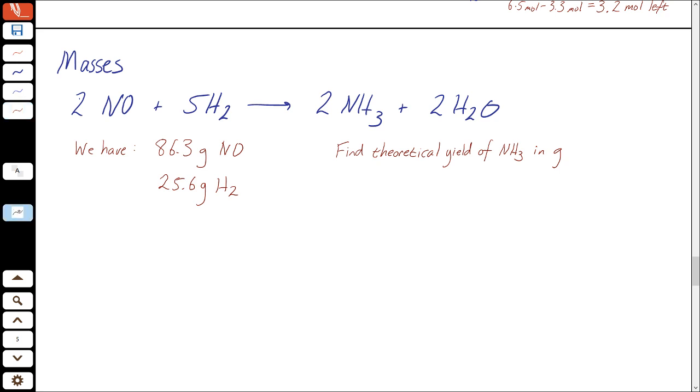All right, so what we're going to do here is we're going to take one of these quantities, like let's say grams of NO. We're going to convert it to moles of NO, then use the equation to figure out our theoretical yield based on NO, and then convert that also to grams. And then we're going to do the same thing with hydrogen because we don't know which one is limiting.